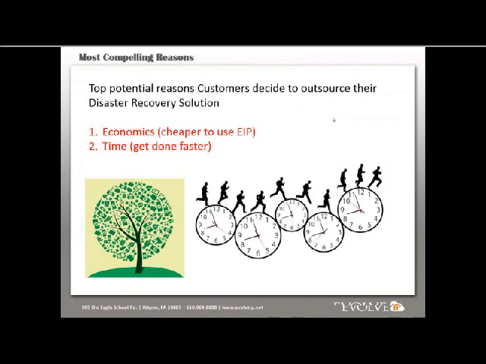Most compelling reasons companies use cloud-based DR is, number one, the money. The aspects of the economics are much more compelling than doing it yourself or just not doing it at all, and the time. We can get your DR up and running very quickly in a matter of days, whereas for some organizations, it's a month-long project.